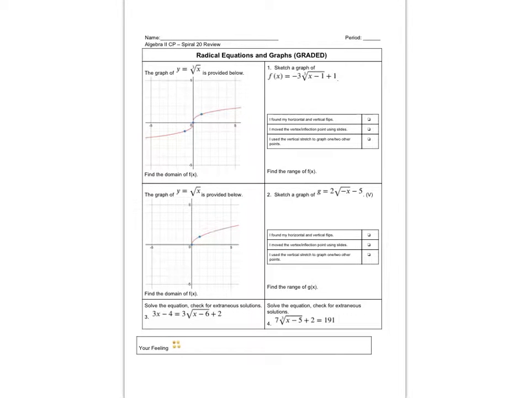Hey kiddos, here's the review for Spiral 20, and we're going to start off with radical equations and graphs.